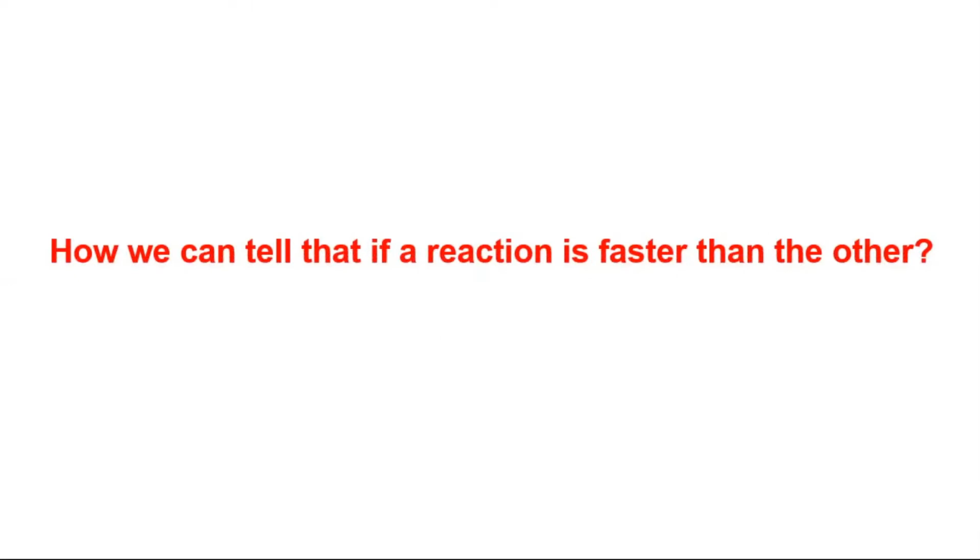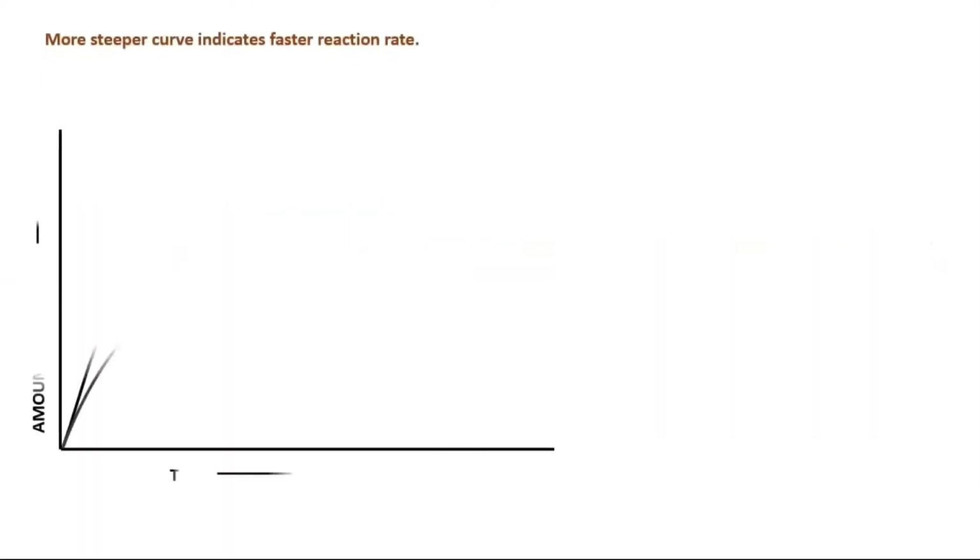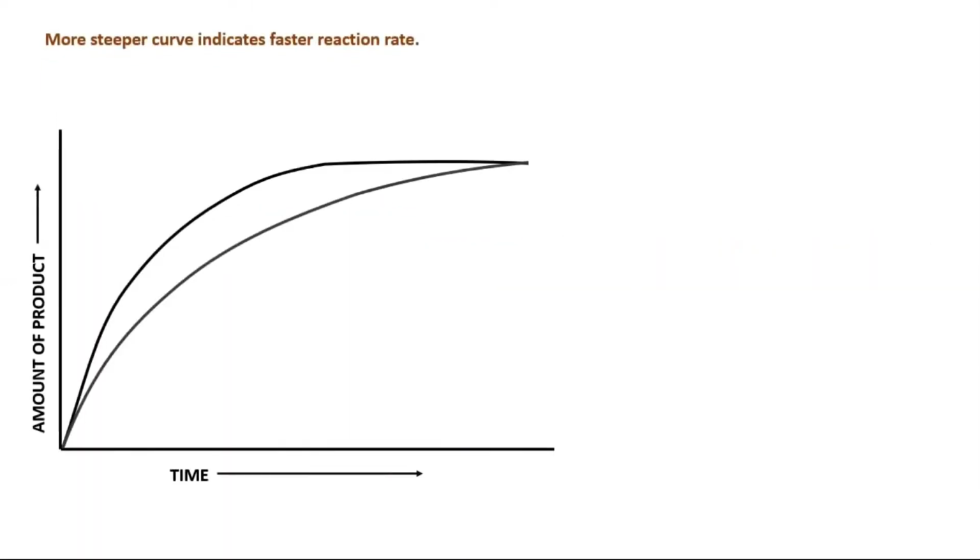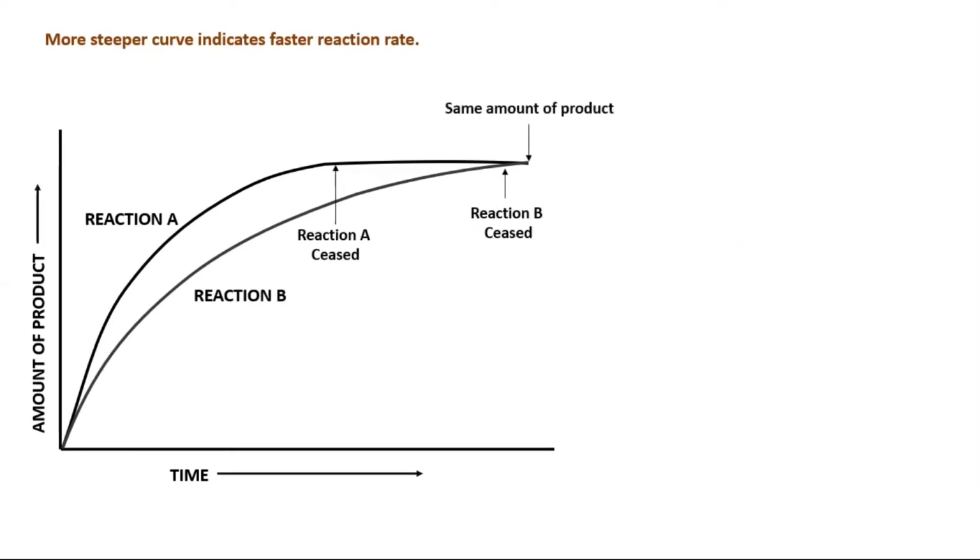So how can we tell if a reaction is faster than the other? If we draw a graph of two reactions, the steeper curve will indicate the faster reaction. Let's say reaction A and B are producing an equal amount of product, but the reaction curve of A is steeper than reaction B. So reaction A is faster.